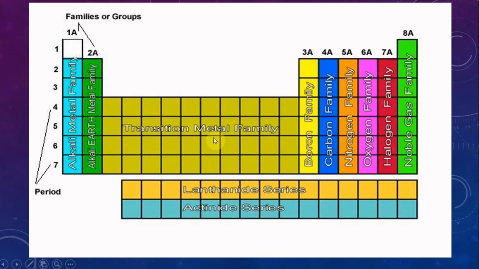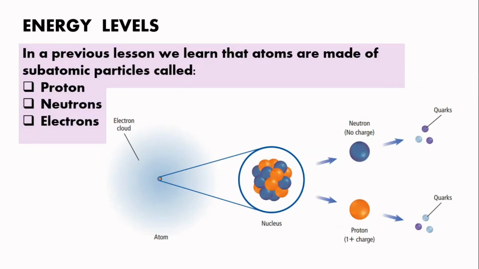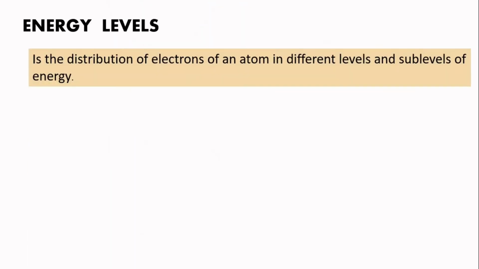Now let's talk about energy levels. In a previous lesson, we learned that atoms are made of subatomic particles called protons that have a positive charge, neutrons that have no charge, and electrons that have a negative charge. Energy levels is the distribution of electrons of an atom in different levels and sublevels of energy. The levels are numbered from 1 through 7. They divide the periodic table in 7 periods.